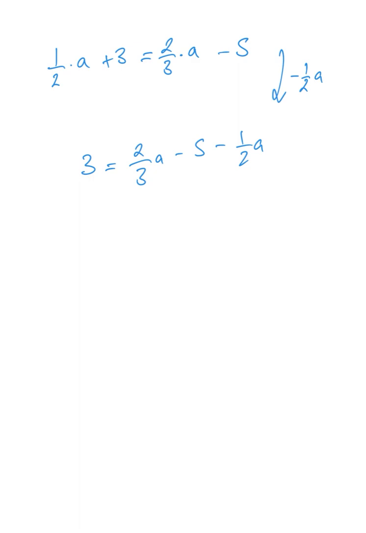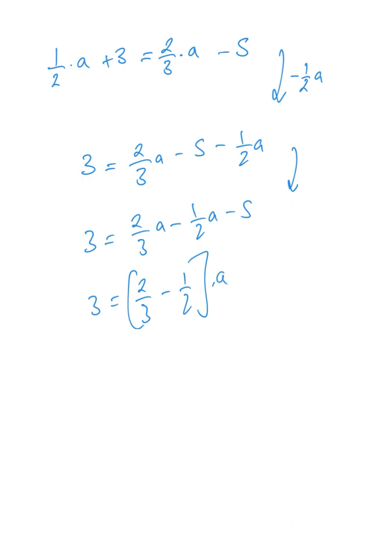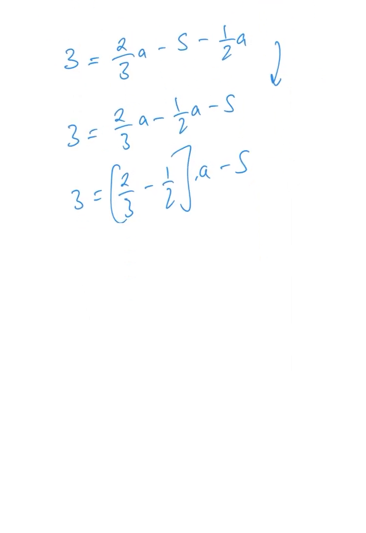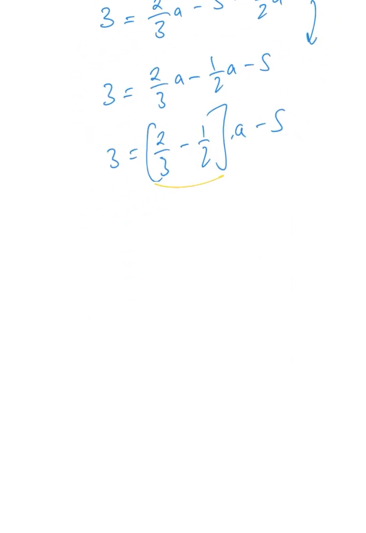Now, let's group together the terms on the right side that are a function of A. So 3 equals 2/3 of A minus 1/2 of A minus 5. Now, we can see that we can factor out the A on the right side so as to have 3 equals 2/3 minus 1/2, everything times A, minus 5. And now the question is, what is 2/3 minus 1/2?